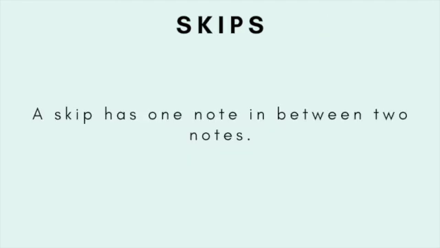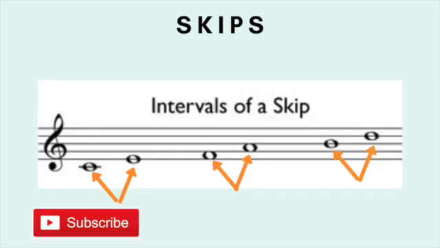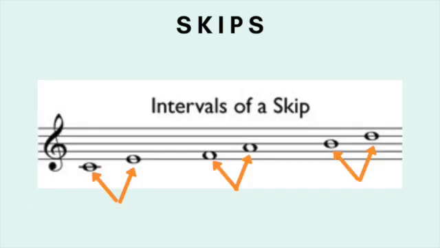Now let's move on to skips. A skip has one note in between two notes. So there will be a line or a space in between the two notes when you look at it on the musical staff. As you can see here, from the first note to the second note, there is a space.